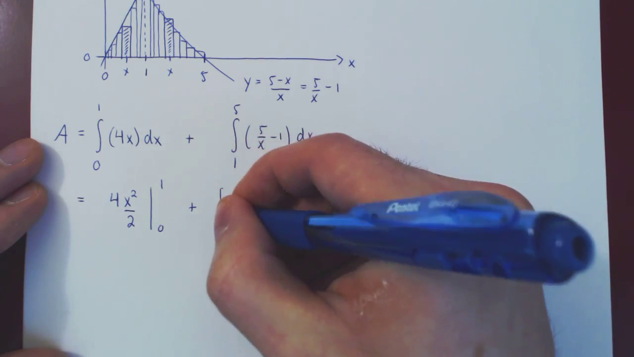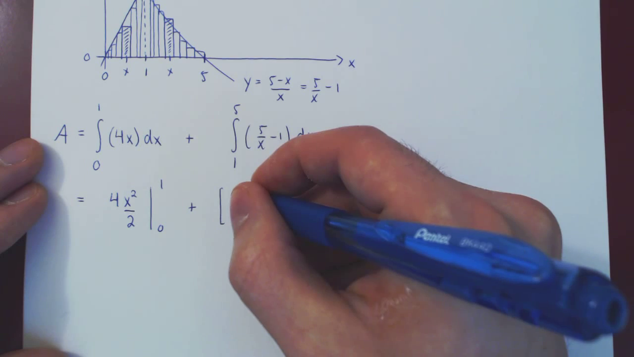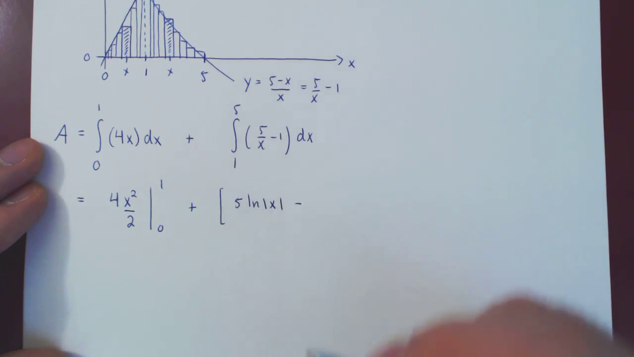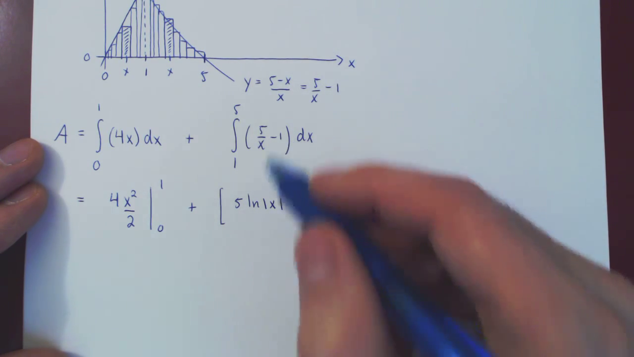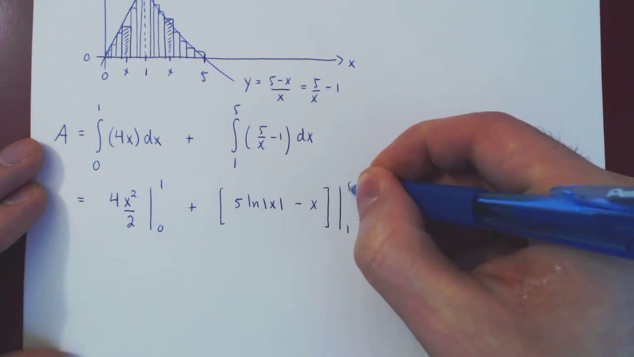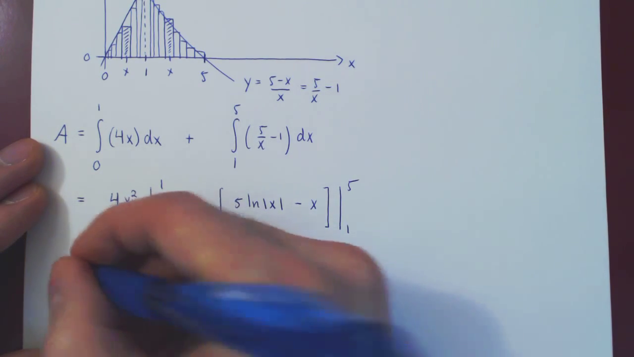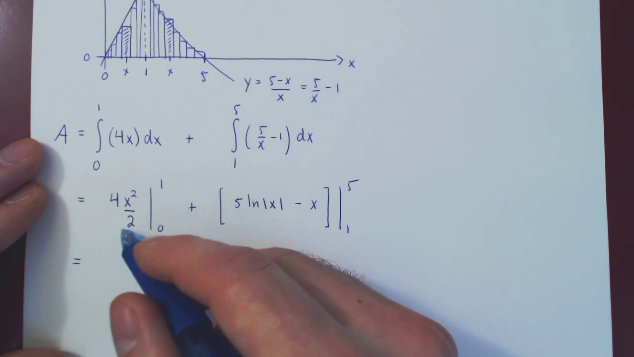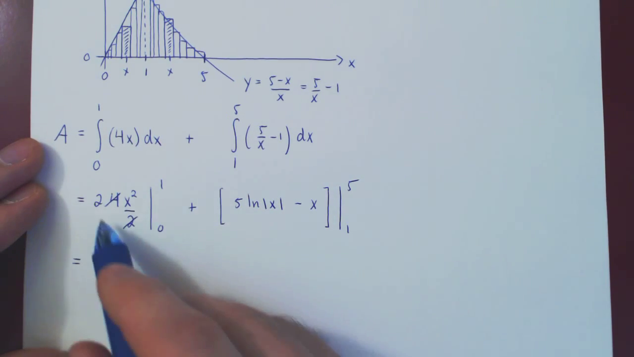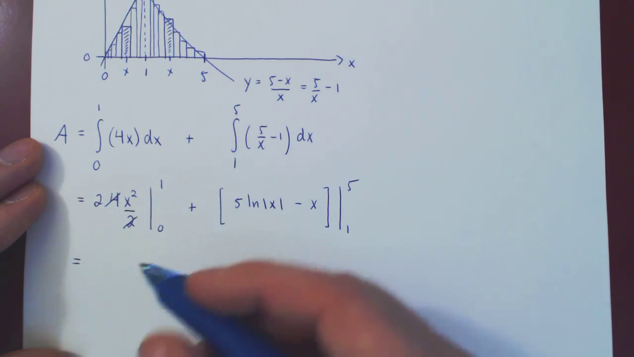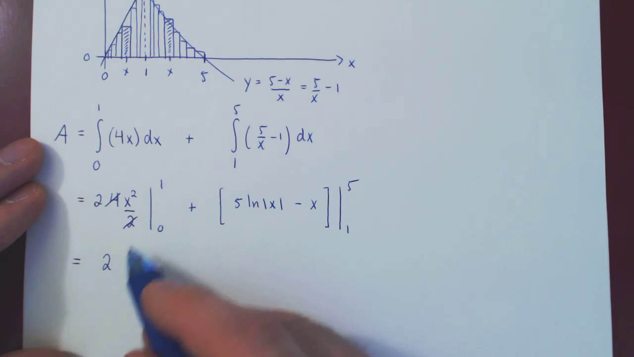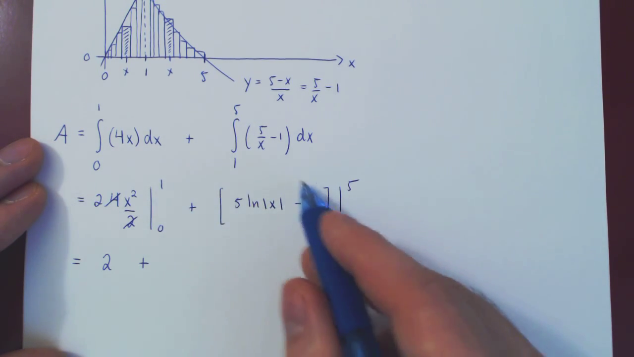Plus, same thing here, antiderivative, so 5 over x integrates to 5 ln of x, minus 1 integrates to x, and we evaluate from 1 to 5. Well, here we can simplify a little bit, as 4 over 2 is just 2. So we simply have 2x squared. So we evaluate this function at 1, we get 2 times 1 squared is 2, minus the function at x equals 0, but 2 times 0 squared is 0. So all we get from this is 2, plus this expression.